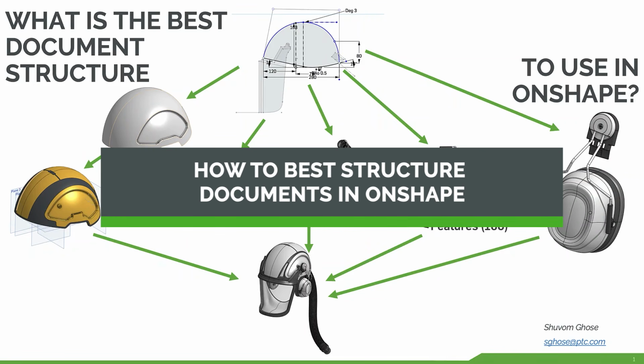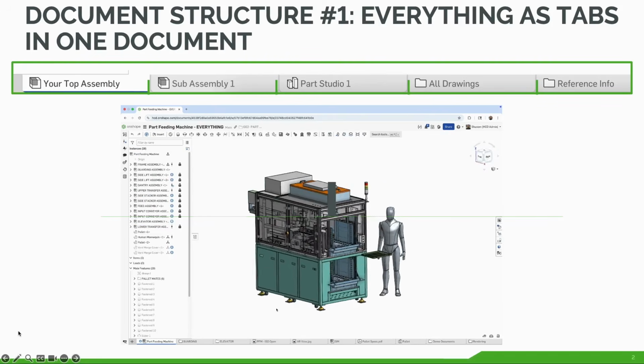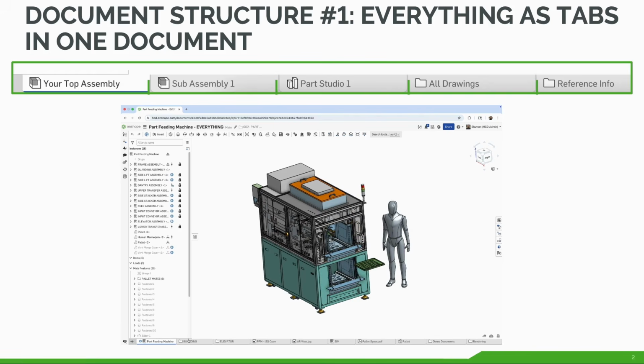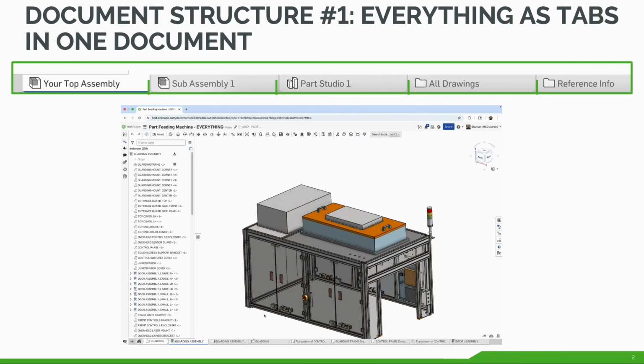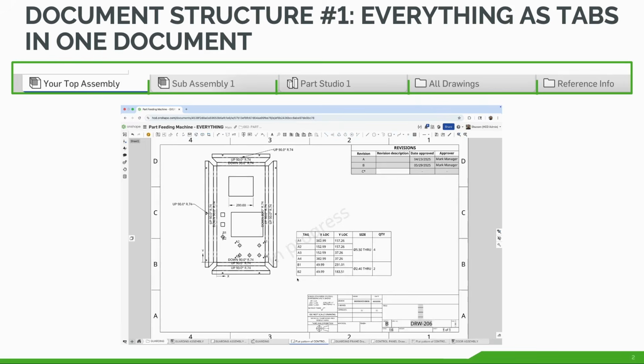I'm Shivam, and today's Onshape Tech Tip is about document structure. At the start of a project, there's a convenience to having everything as tabs in a single document. This is a recommended best practice early on, since everything is in one place, making it easy to share and reference.